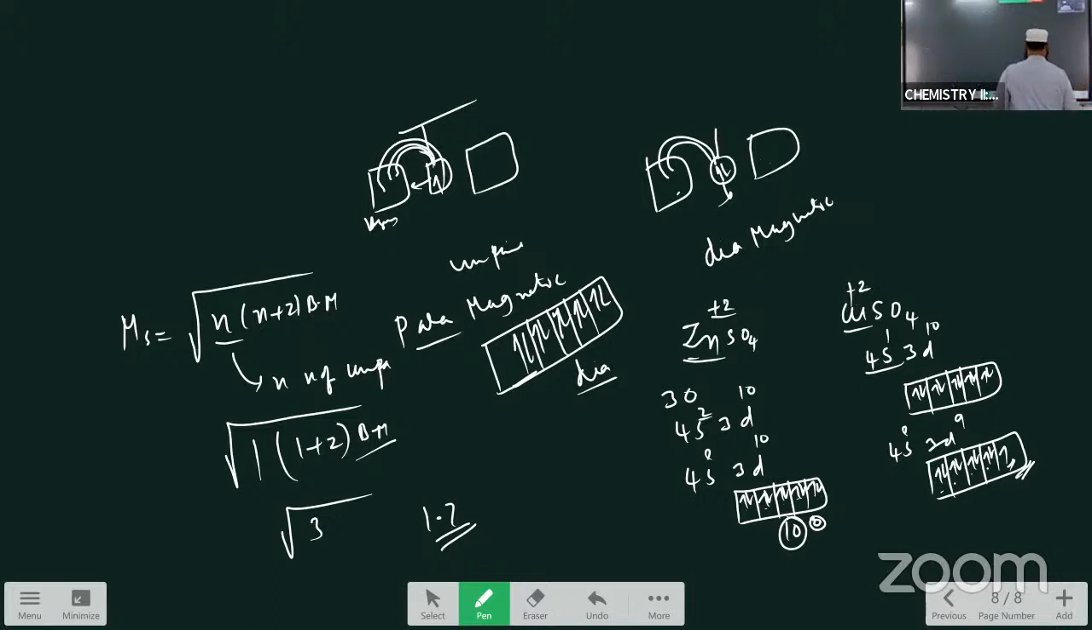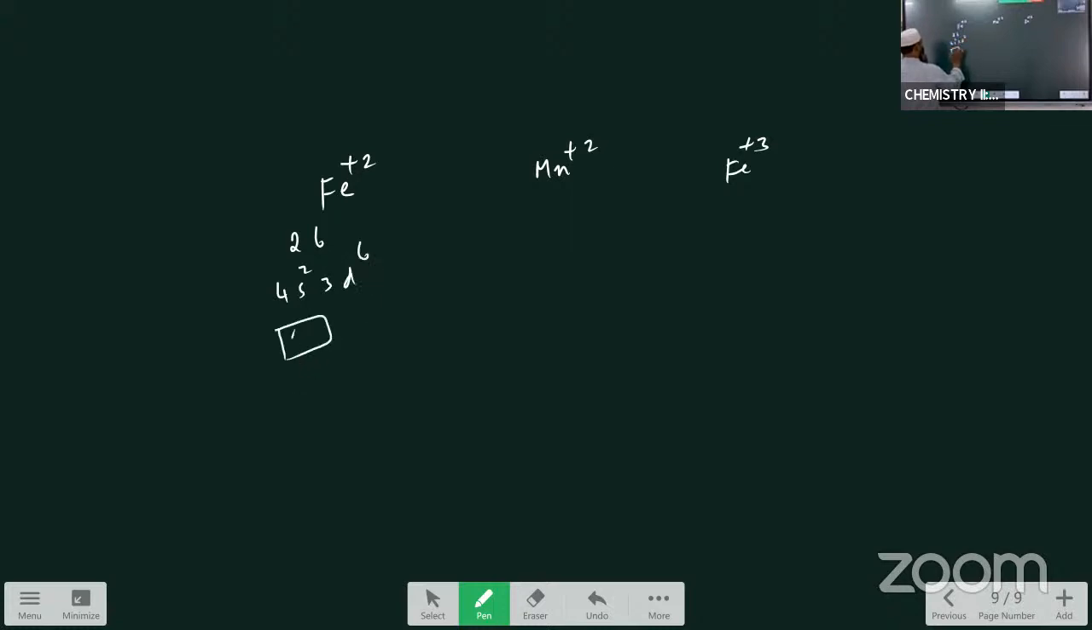1.3 BMs. Now next, what is the magnetic moment in Fe plus 2, Fe plus 3, Mn plus 2? This was asked in the last exam. Fe plus 2, Mn plus 2 - and Fe plus 3 also has the same number of electrons. See, Fe plus 2: atomic number 26, the configuration of iron is 4s2, 3d6. 4s2 is this one, d6 configuration is this one, 1 2 3 4 5 and 6.